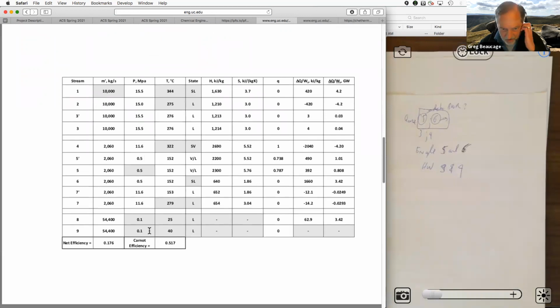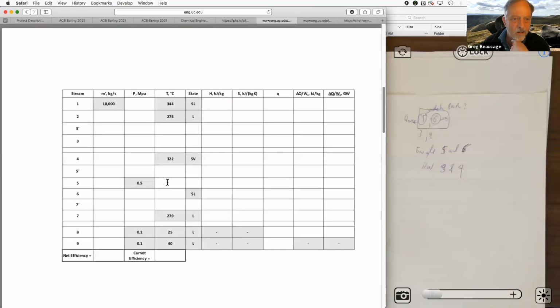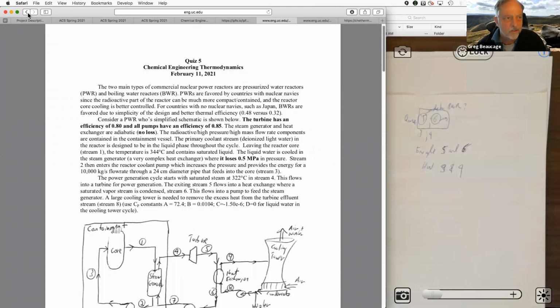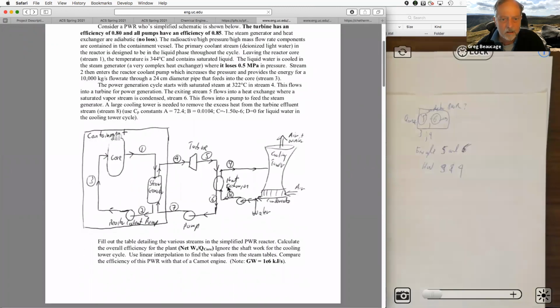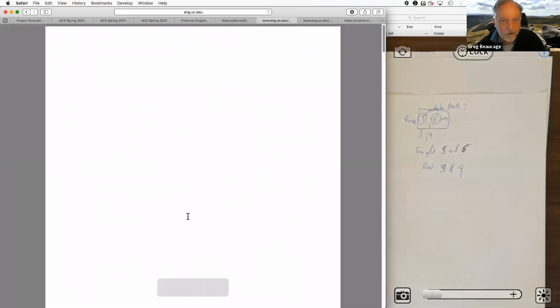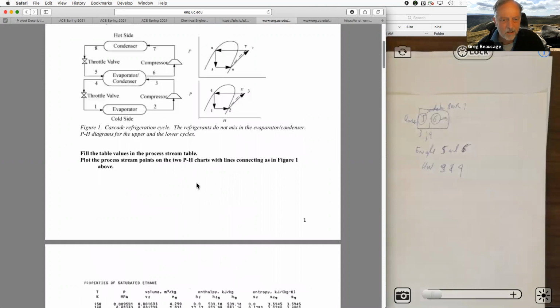I don't really want to go through this today, but Kiet's going to go through these tonight for the help session. It's already worked out here, so basically we should be able to do this. And then quiz 6 is the one on the freezer, making an ultra low temperature refrigerator with 2 cycles in it.